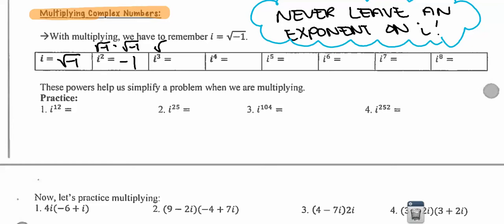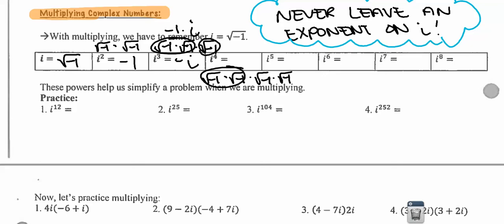So then what do you think i to the third is going to be? Square root of -1 times the square root of -1 times the square root of -1. So I know the square root of -1 times the square root of -1 is -1. And I know the square root of -1, well, that's just i. So that's -1i, which is just -i. i to the fourth is the square root of -1 four times. And I know these two square roots of -1 make -1, and these two square roots of -1 make -1. So that just makes 1.